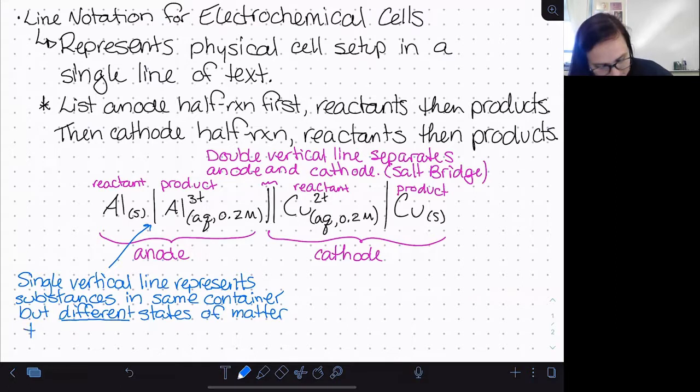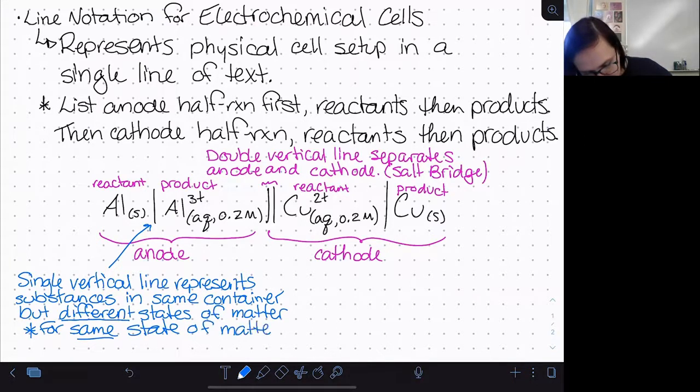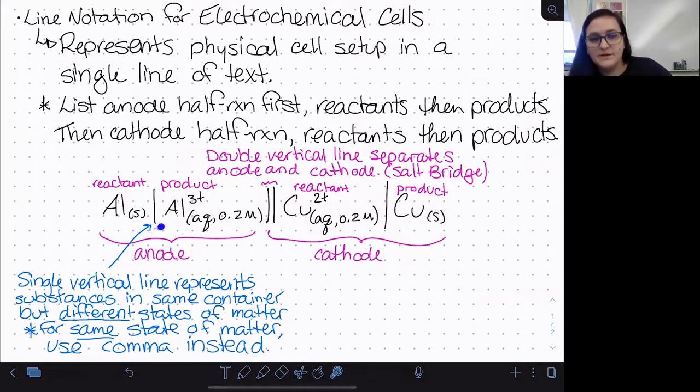For the same state of matter in the same container, we use a comma instead. So if these were both aqueous, this would be a comma instead of that single vertical line. So let's see, what else have we got?